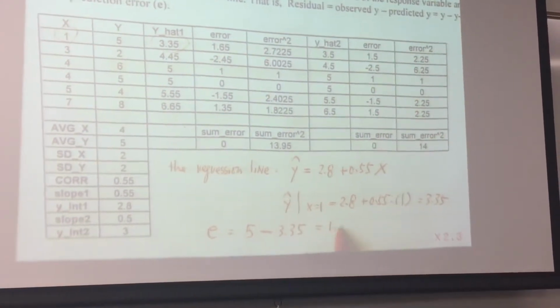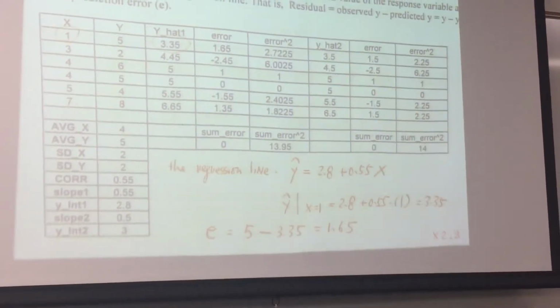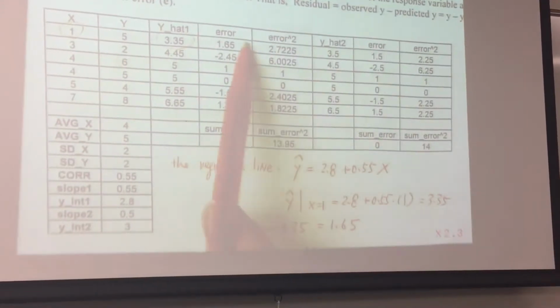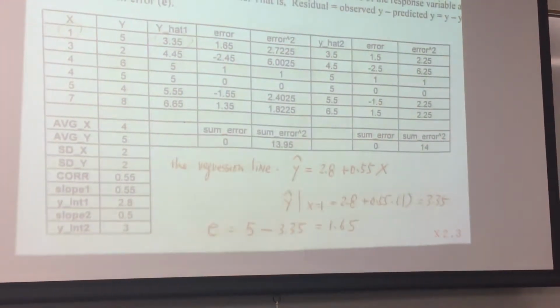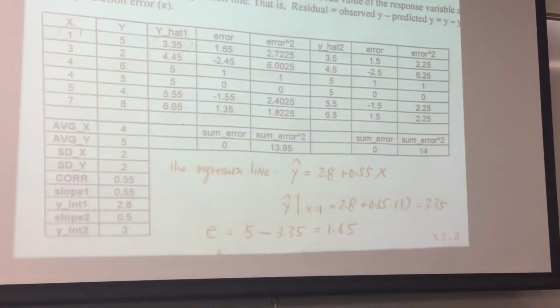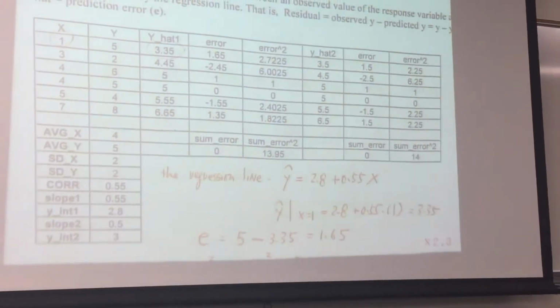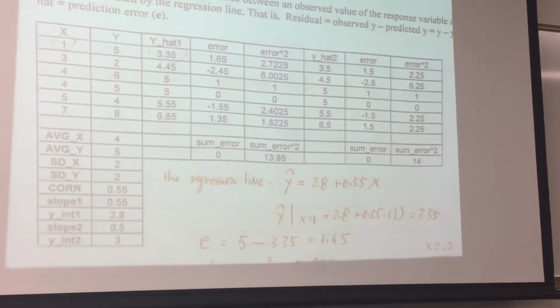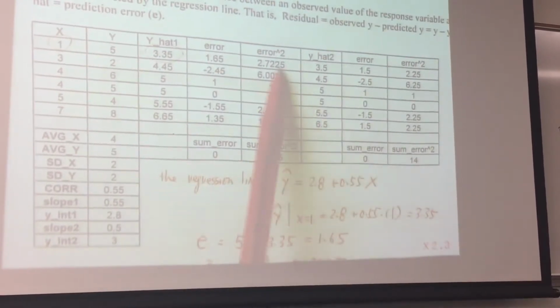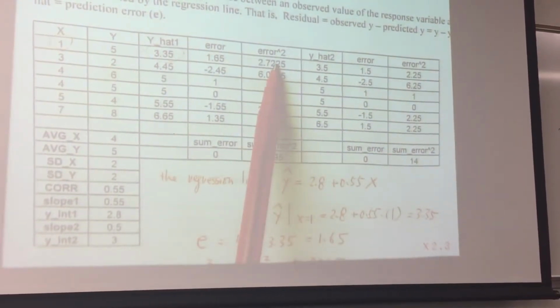And the difference is 1.65. That's why you find the prediction error here is 1.65, okay? Now, prediction error squared. 1.65 squared, what do you get? You get 2.7225. And that is this number here. Is that clear? Are you with me?